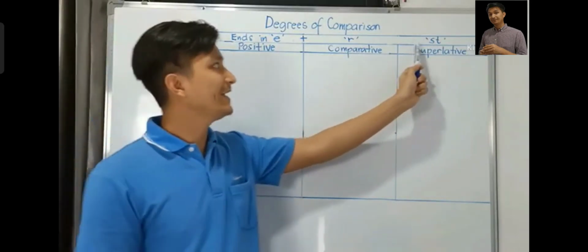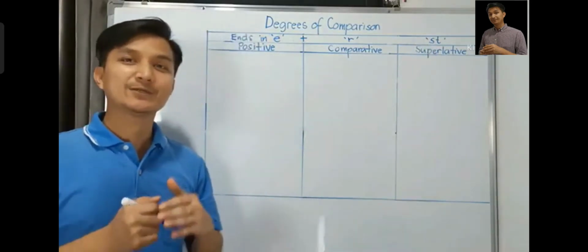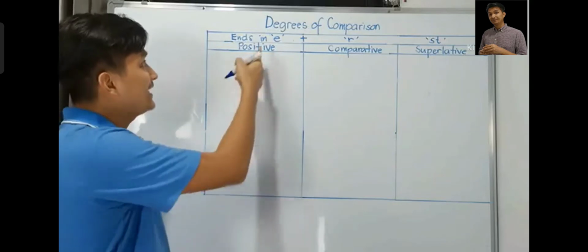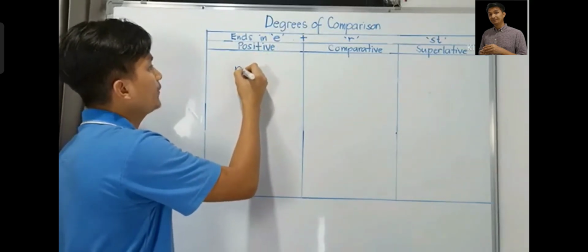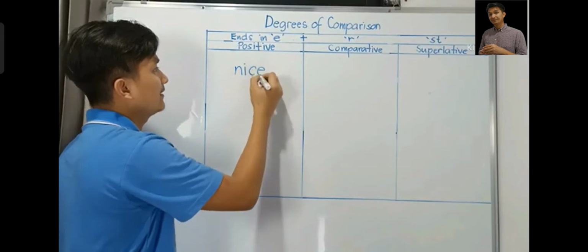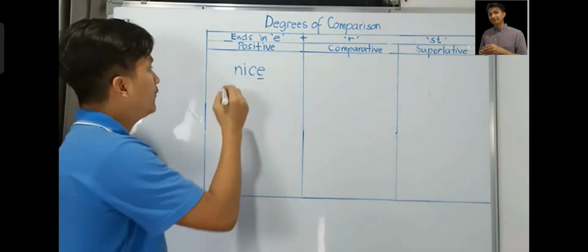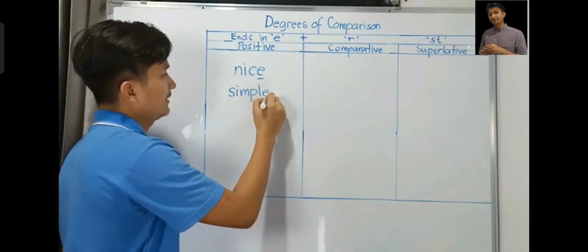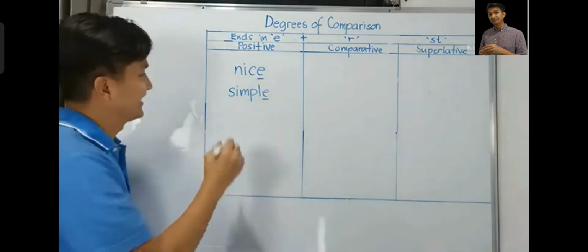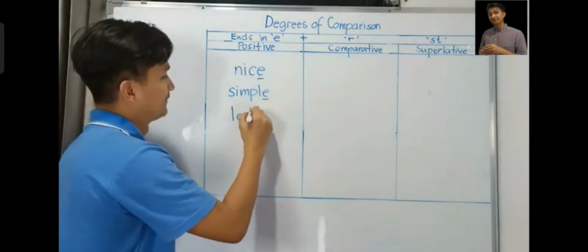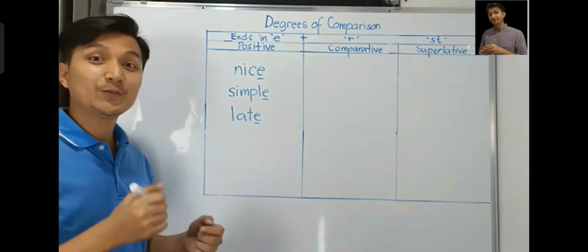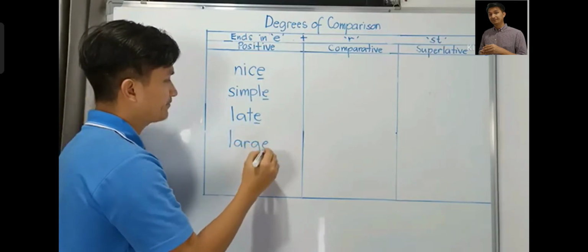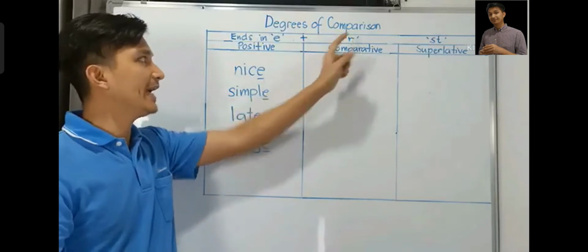The second rule is when the positive ends in E, we are just going to add R for comparative and ST for superlative. So let's think of adjectives that end in E. Like for example, the word nice, the word simple, the word late, and the word large. So the rule is, we're just going to add R.